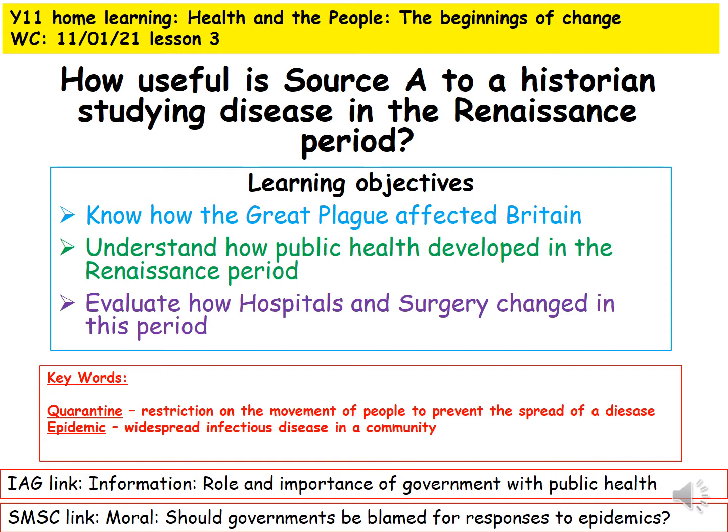We're going to be looking at three things. We need to know how the Great Plague affected Great Britain at the time. We need to understand how public health had developed during the Renaissance period. And we also need to evaluate how hospitals and surgery have changed in this time period.